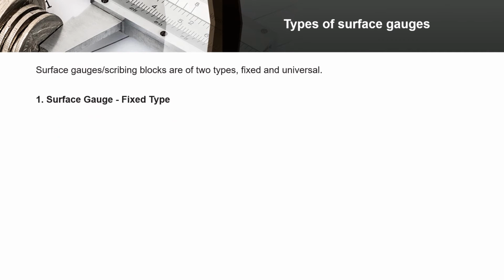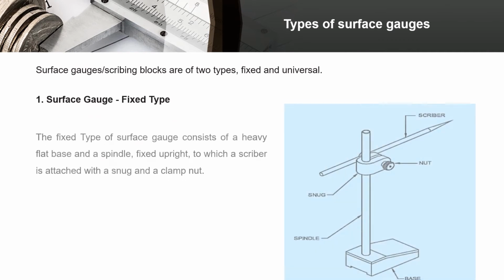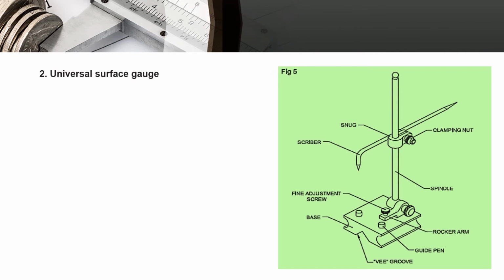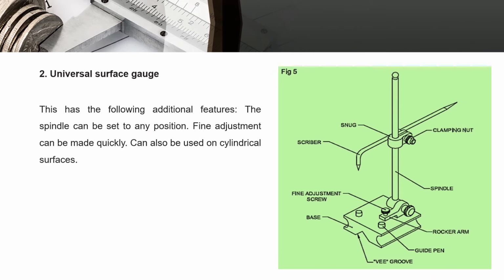Surface gauge, fixed type. The fixed type of surface gauge consists of a heavy flat base and a spindle, fixed upright, to which a scriber is attached with a snug and a clamp nut. Universal surface gauge. This has the following additional features. The spindle can be set to any position. Fine adjustment can be made quickly. Can also be used on cylindrical surfaces.